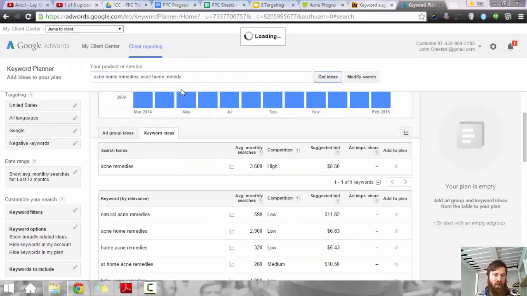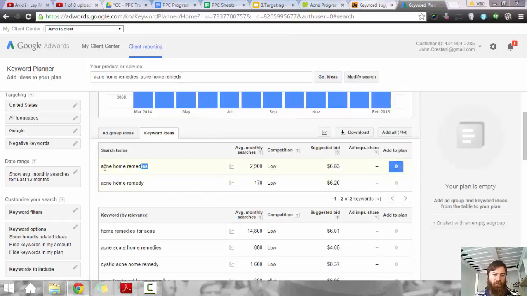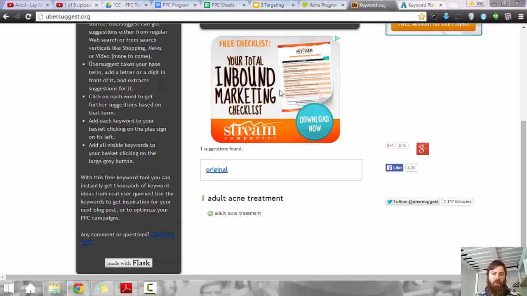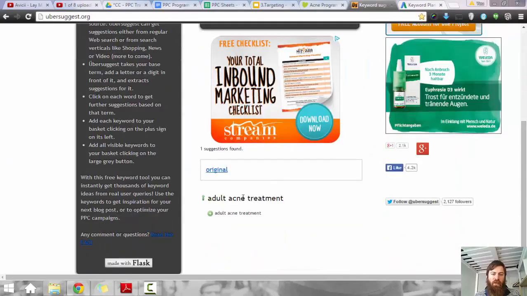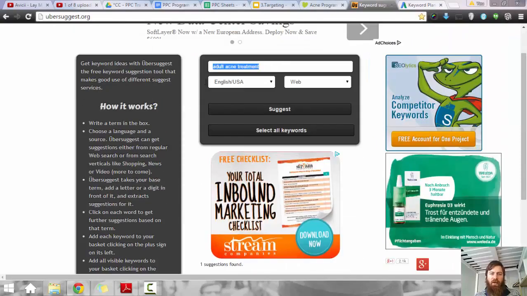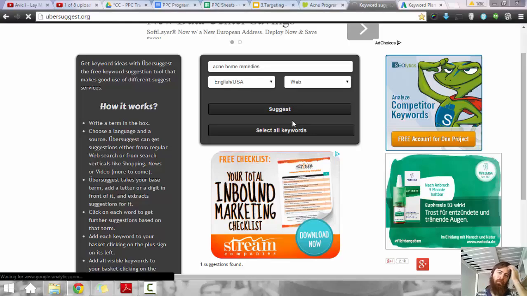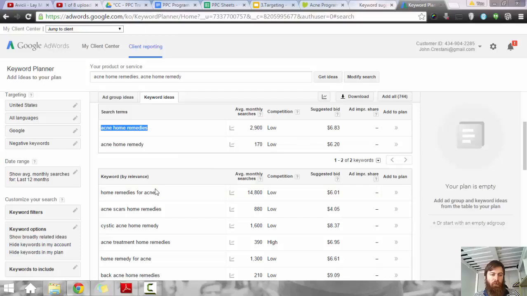Acne home remedies, acne home remedy. I don't know if this is searched, but I'm just looking it up. It's cool. I'm also going to put this in Uber Suggest. Notice how Uber Suggest didn't work too well for adult acne treatment. Sometimes it doesn't. Home remedies for acne. Ooh. So this is where it gets tricky. This actually may be too broad.